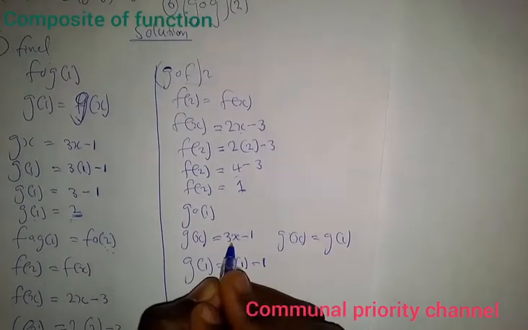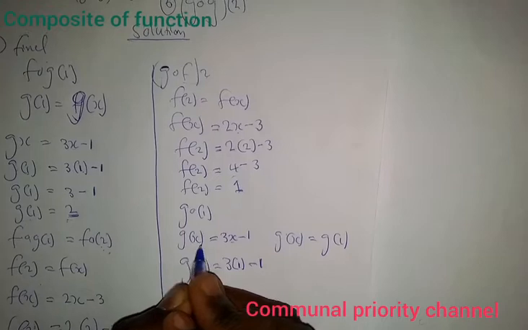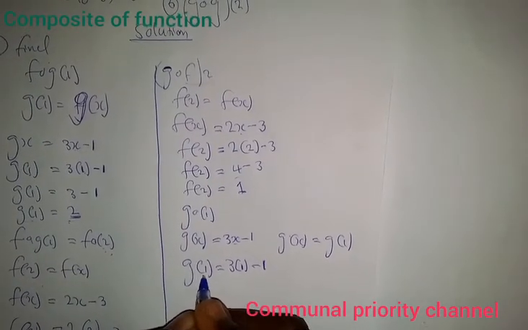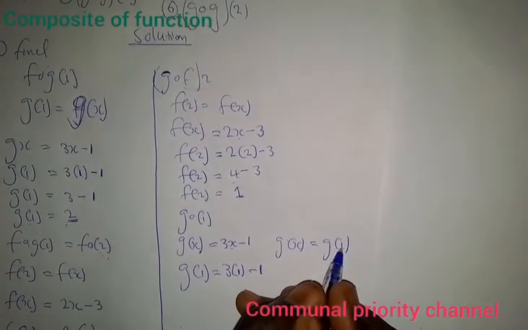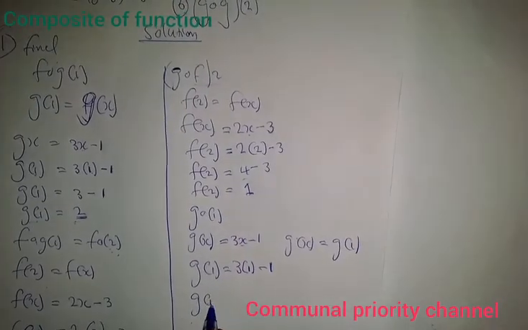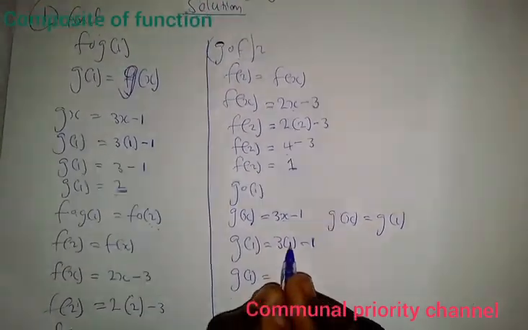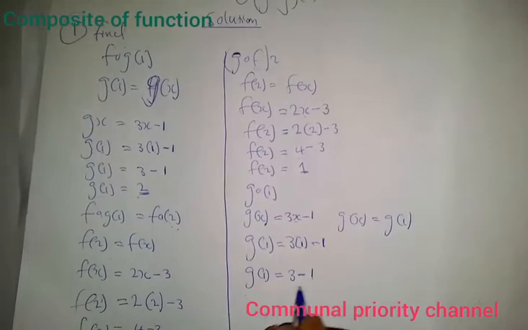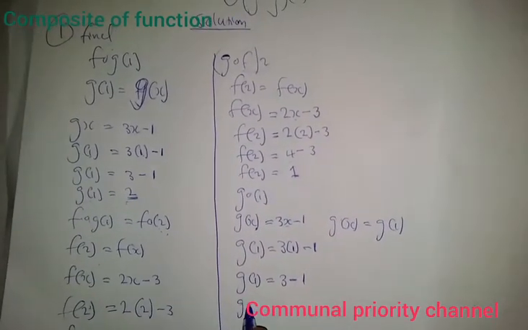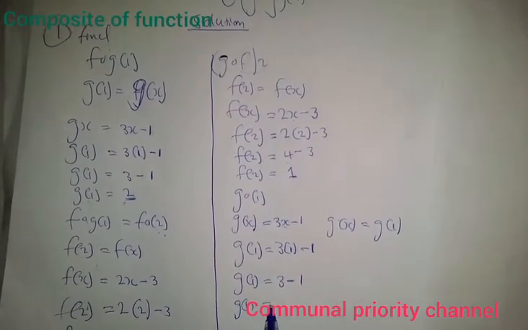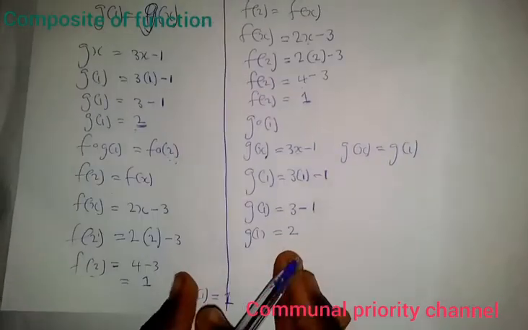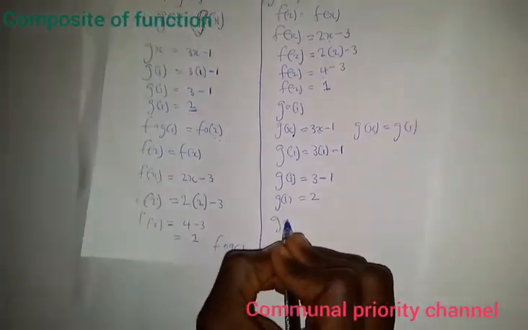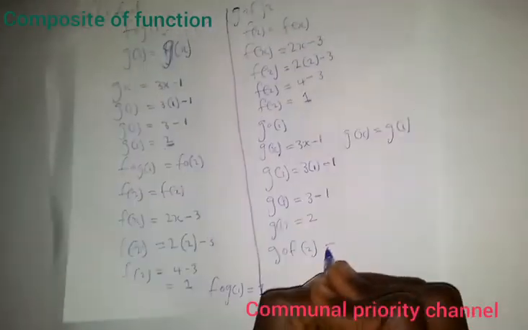Because we substituted this x with 1 in g of 1. We say g of x is equal to g of 1. So therefore, our g of 1 now will be equal to 3 times 1, which is 3, minus 1. And our g of 1 will be equal to 2. So therefore, now our g of f of 2 is equal to 2.